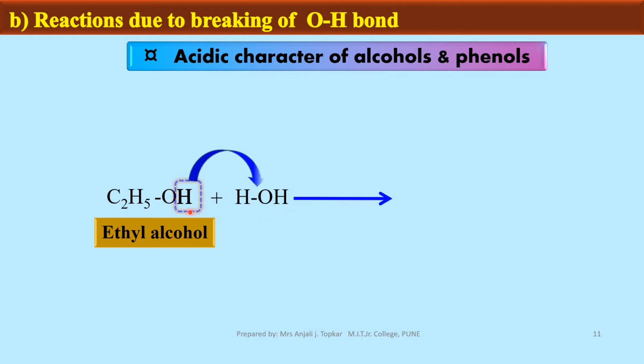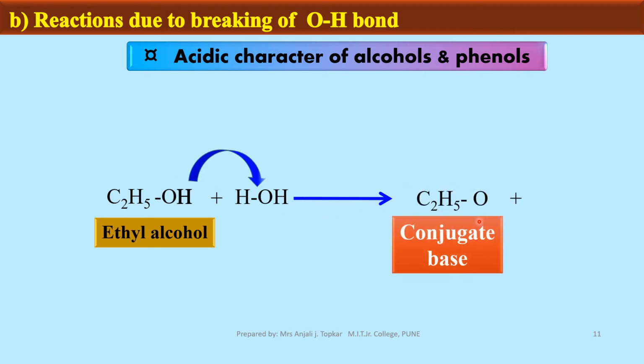we find hydrogen atom of ethyl alcohol is donated to HOH, that is water, giving rise to the conjugate base C2H5O minus and H3O plus ions are obtained.